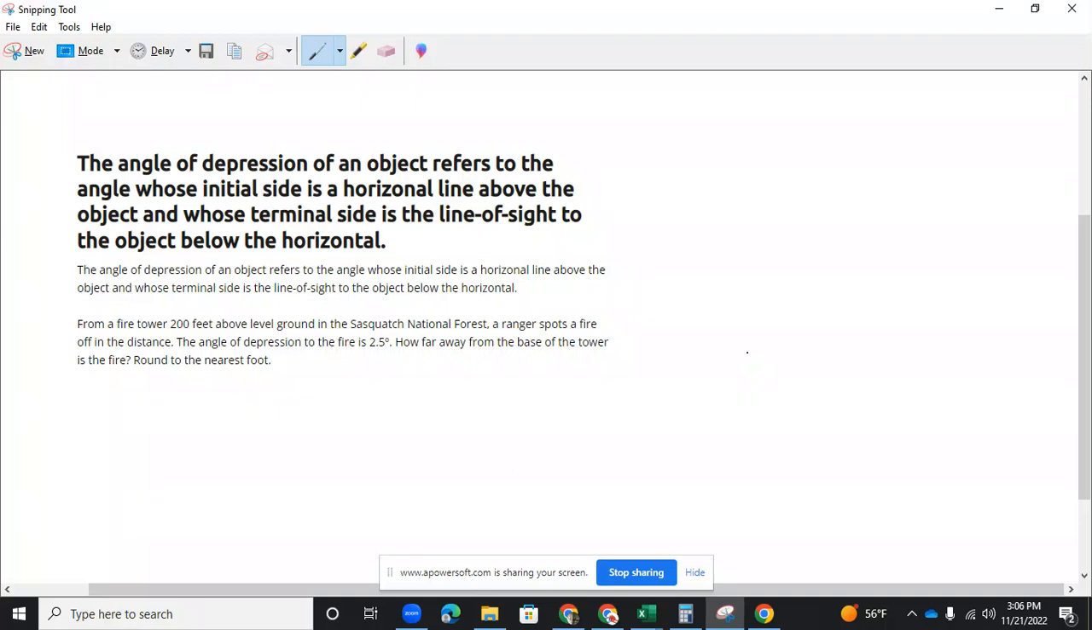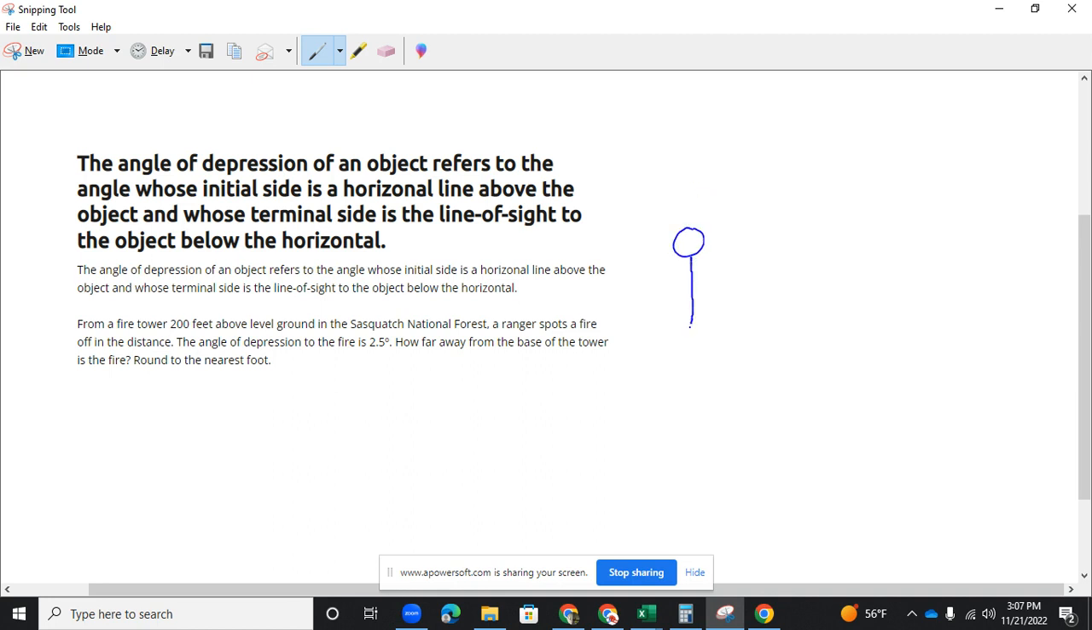So we have another problem here. I'm just going to read this part right here. The angle of depression of an object refers to the angle whose initial side is the horizontal line above the object and whose terminal side is the line of sight of the object below the horizontal. That almost doesn't make sense, right? But this is basically what it's saying.